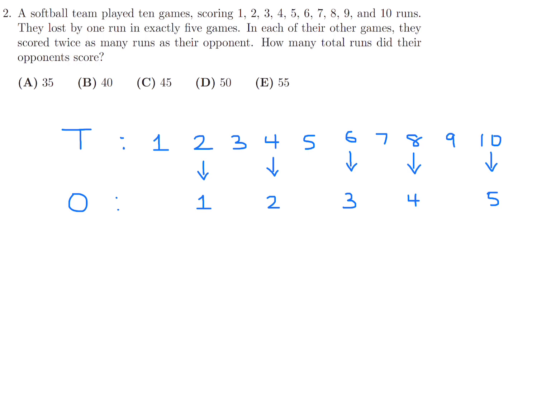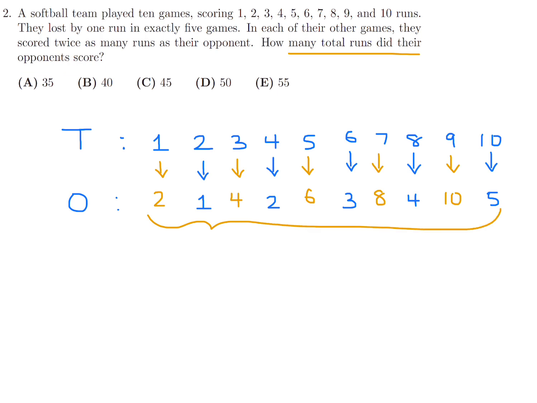And then in the other games, they lost by 1 run. So that means for these guys, if they lost by 1 run, the opponents must have scored 1 more run. So 2, 4, 6, 8, and 10. So now they want you to figure out how many total runs their opponent scored. Well, we just have to add these guys. And when you do, 2 plus 1, 3, 7, 9, 15, 18, 26, 30, 40, 45. So when you add those numbers up, it's 45, and that's the total number of runs the opponent scored. Number 2, therefore, the answer is C.